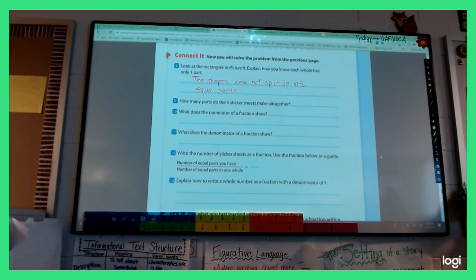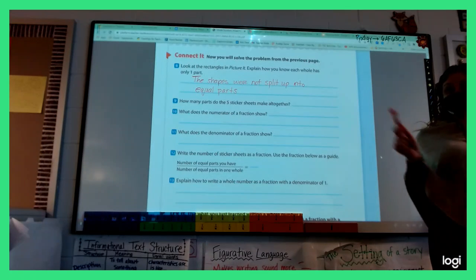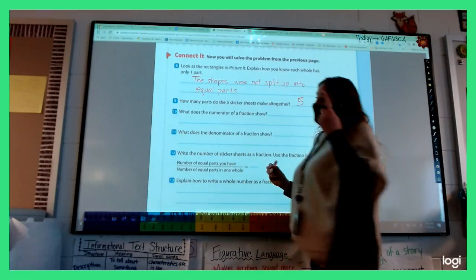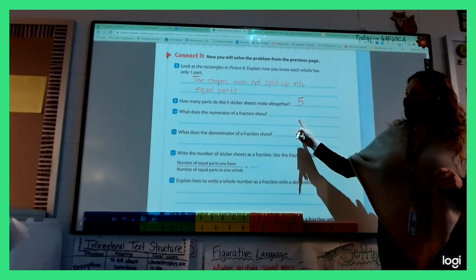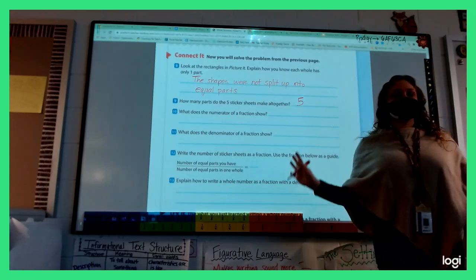All right, number 9. How many parts do the 5 sticker sheets make altogether? Altogether, how many parts do we have? I'm gonna call some victims if I don't. Zoe? 5. Yep. Because each sheet's only one part. That's pretty easy. What does the numerator of a fraction show? Just in any general fraction.